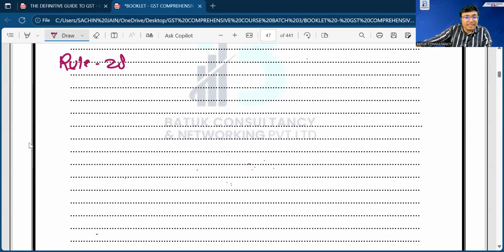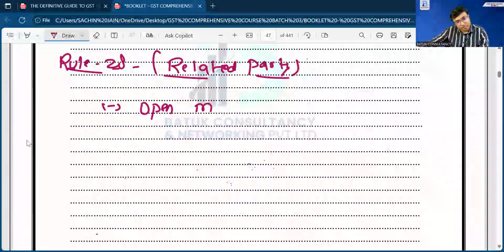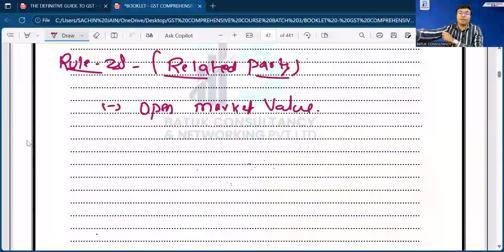So this rule number 28 is saying, in case of related party, the first thing which you can take as your value is the open market value. Suppose the goods which I am transferring to my sister concern are available in the market, so I can take the open market value. Now I am taking the transaction at 5 lakh rupees and the open market value of that product is suppose 10 lakh rupees. Government is demanding for 10 lakh rupees.